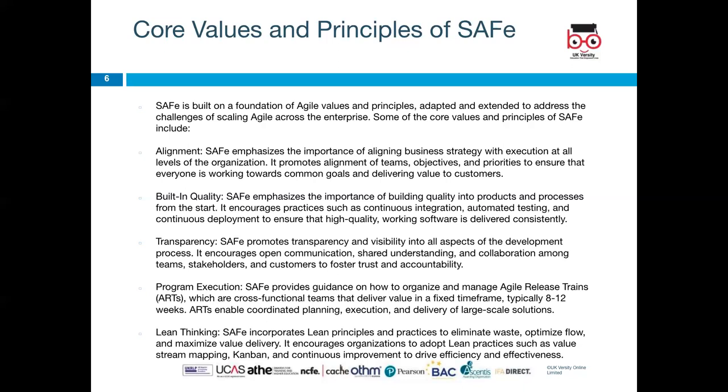Program execution. SAFe provides guidance on how to organize and manage Agile Release Trains, which is ART, which are cross-functional teams that deliver value in a fixed time frame, typically 8 to 12 weeks. ARTs enable coordinated planning, execution, and delivery of large-scale solutions. The last one is lean thinking. SAFe incorporates lean principles and practices to eliminate waste, optimize flow, and maximize value delivery. It encourages organizations to adopt lean practices such as value stream mapping, Kanban, and continuous improvement to improve efficiency and effectiveness.